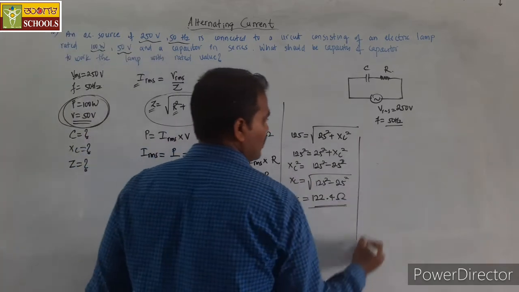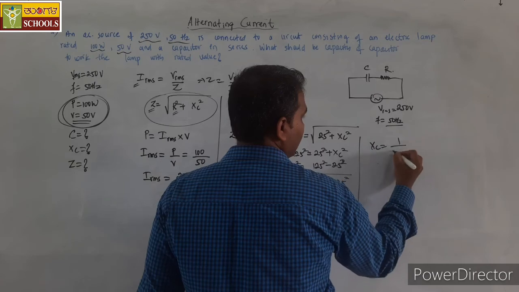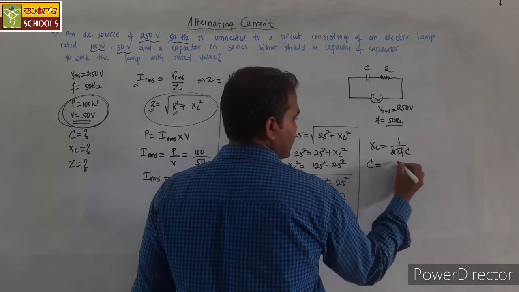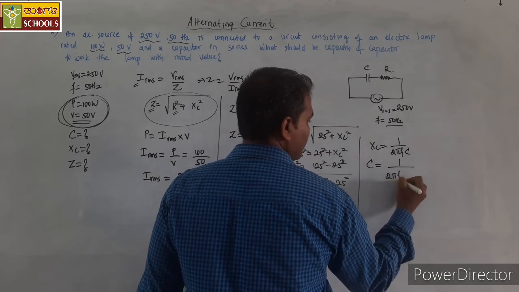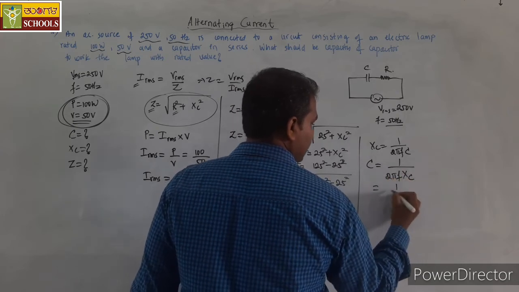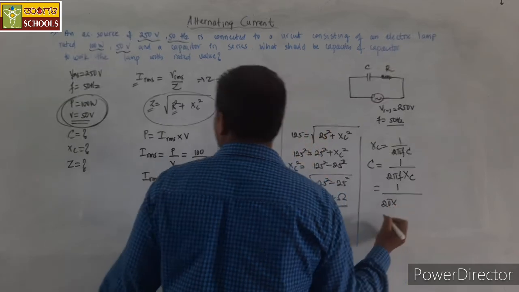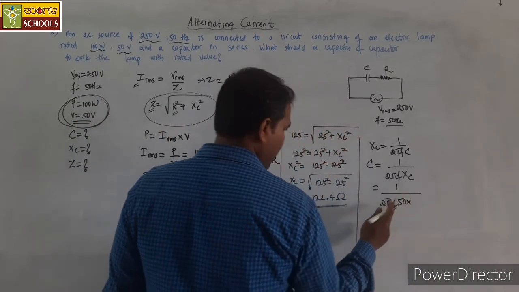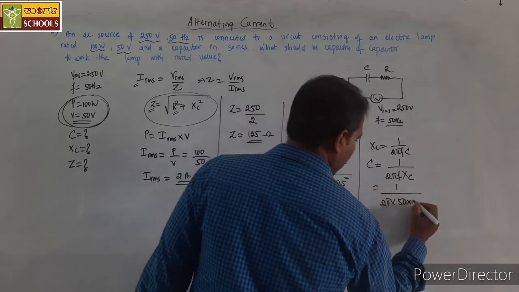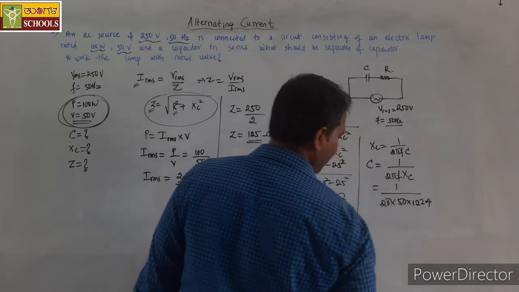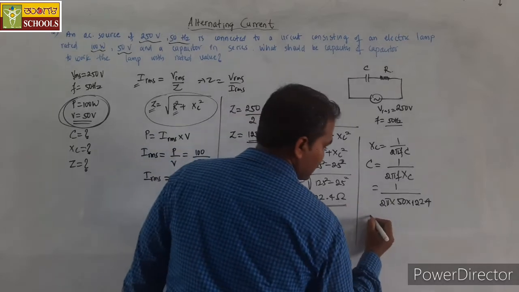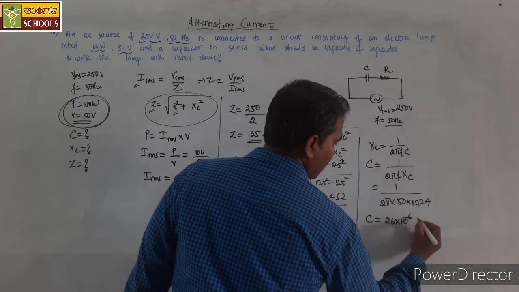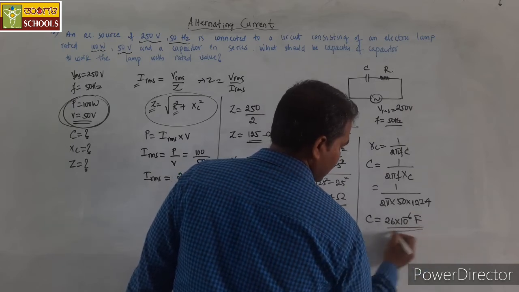And I know XC is equal to 1 divided by 2 pi f C. By this I can calculate the value of C, that is equal to 1 divided by 2 pi f XC, that is equal to 1 divided by 2 pi, f is 50 hertz, into XC is 122.4. Simplifying this I get the value of C is equal to 26 into 10 to the power minus 6 farads.